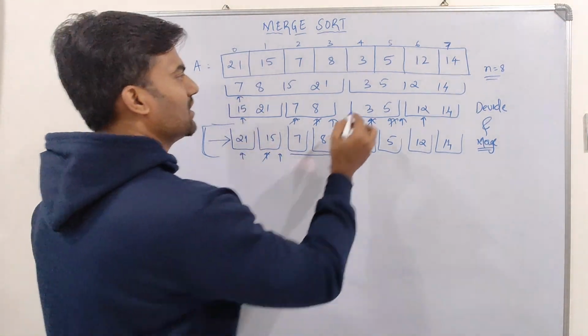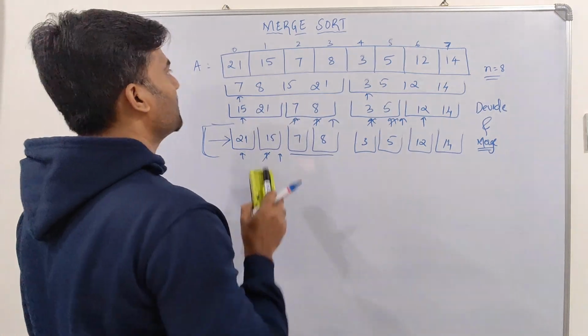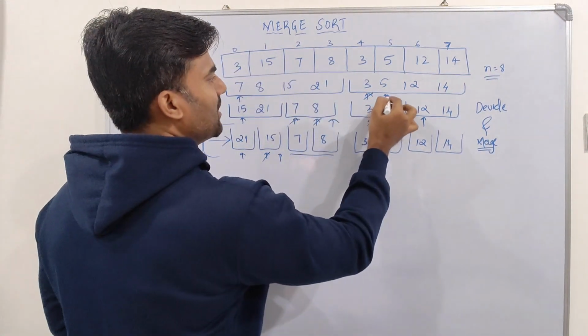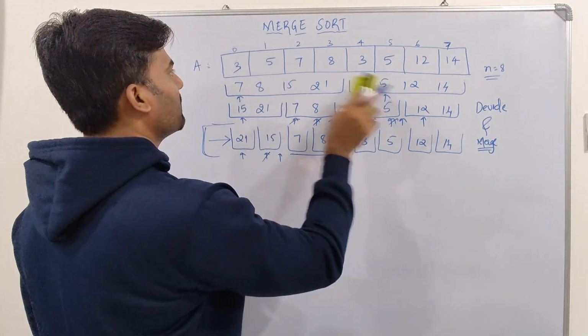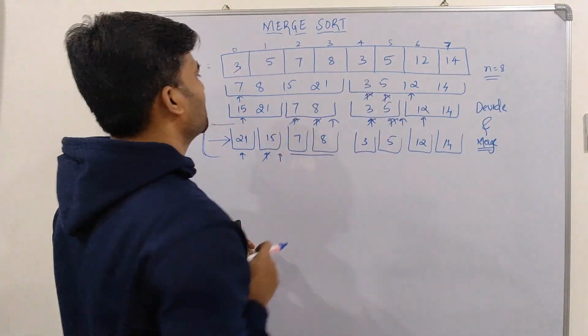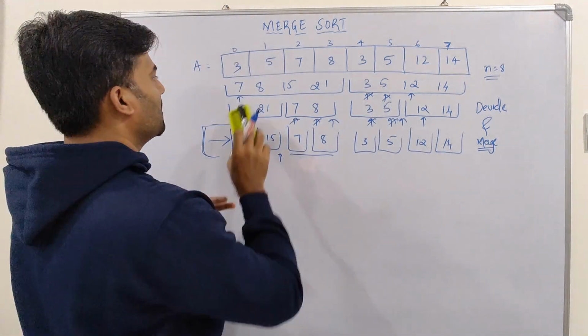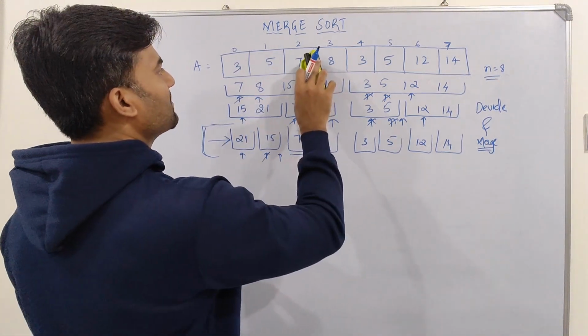So here I will put the pointers. Out of these two, 3 is smaller, so I will place 3 here. I will increment this pointer. Next, out of 7 and 8, 5 is smaller, so I kept 5 here. I will increment this pointer. Now out of 12 and 7, 7 is smaller, so I will increment this and place my 7 here.